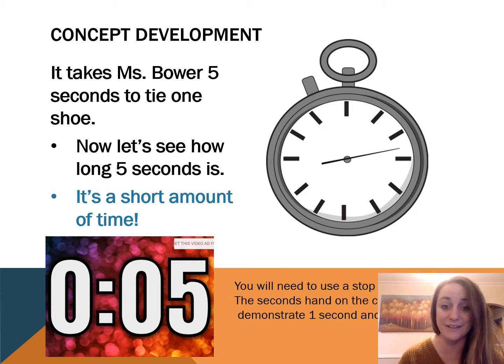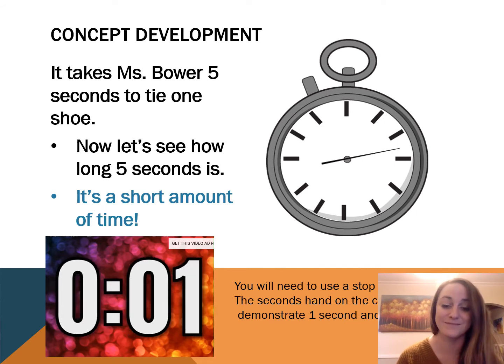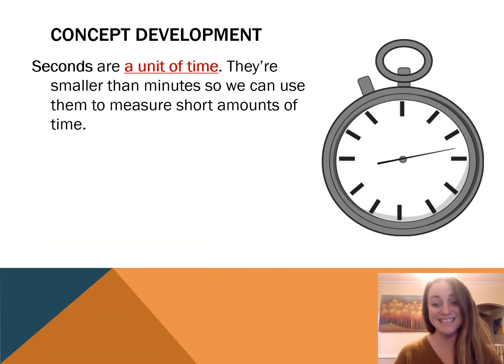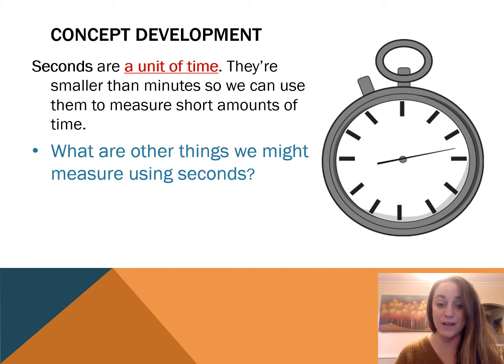Now, let's see how long 5 seconds takes. That's that. It's such a short amount of time that we could do it twice before we moved on. Seconds are a unit of time. They're smaller than minutes, so we can use them to measure short amounts of time. What are other things we might measure using seconds?